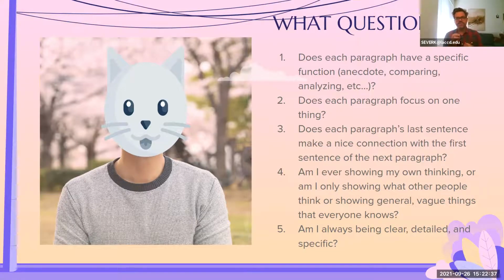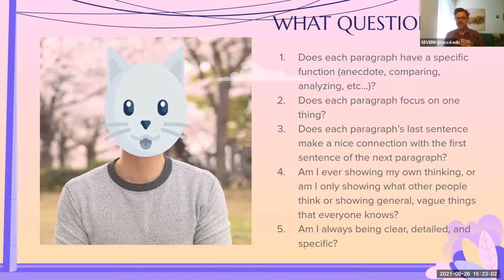Each paragraph should do one thing, at least, probably only one thing. As you become a more advanced writer, you could do more than one thing in each paragraph, but I think it's sometimes easy to not really know exactly what you're doing. So ask yourself specifically, what is one thing this paragraph is doing? All right, that's kind of 1 and 2 here.